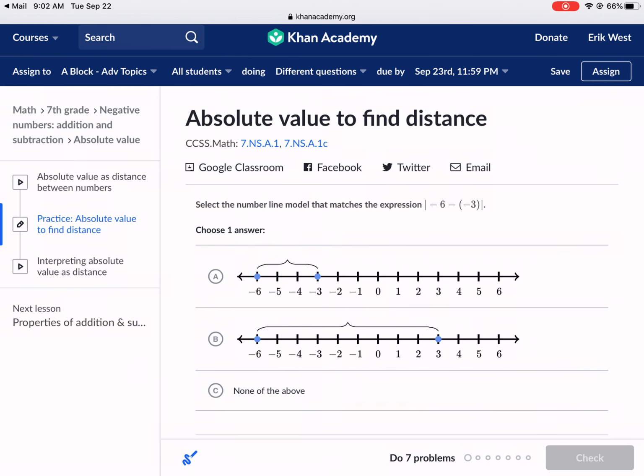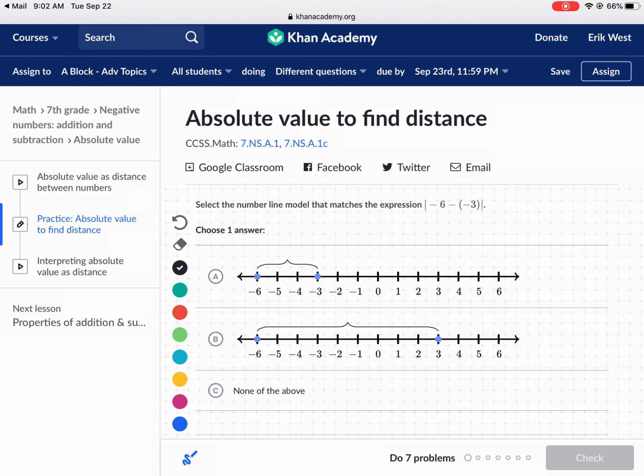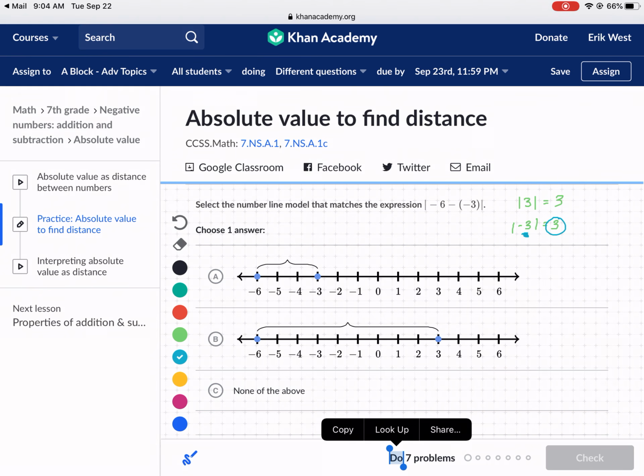Today we're doing absolute value to find distance. Let me give you some background information: absolute value is really the distance from zero of something. As a basic example, if we take the absolute value of -3, what does that mean? Well, that means we have a distance of 3 from 0. If we take the absolute value of something that's positive, it stays positive. But what happens when we take the absolute value of -3? It becomes +3. Why? Because -3, this number inside the absolute value, is a distance of 3 away from 0. So that's what absolute value means.